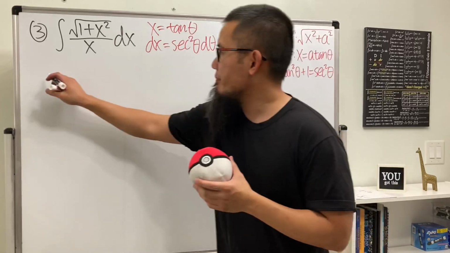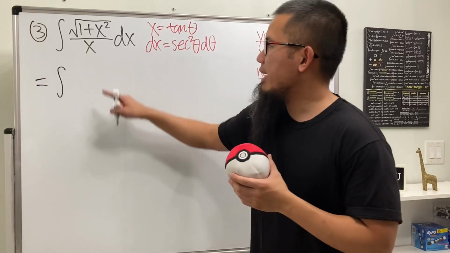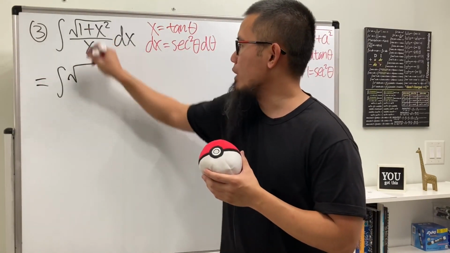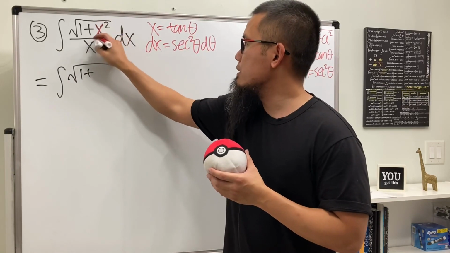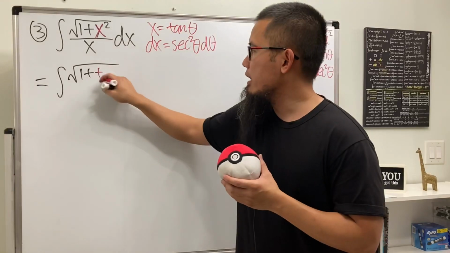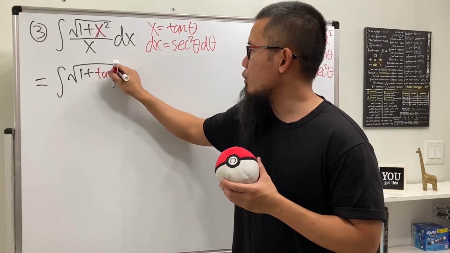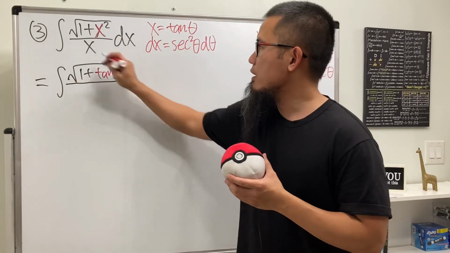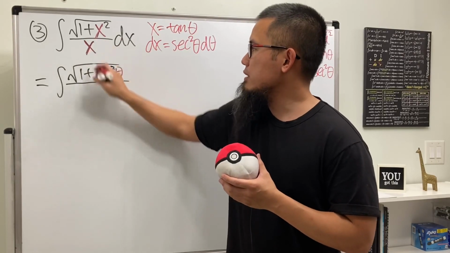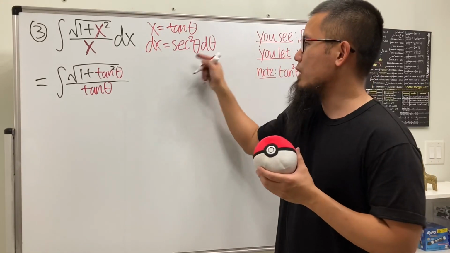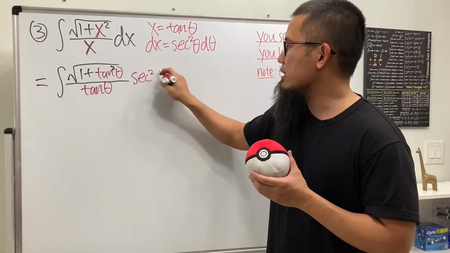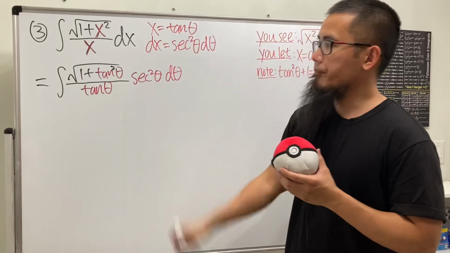So let's see. Here we have the integral, and I'm just going to put down the square root, and we have 1 plus x, which is tangent theta, and then we will have to square that, so I'll put the square right here, and then over another x, which is tangent theta, like this. And then for the dx, we have secant square theta d theta.